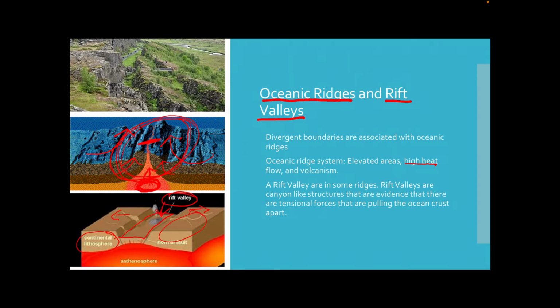We can see an example of a rift valley from the Iceland rift, which is up here. So right here would be the continental lithosphere and the edge of it right here. All right here is going to be that rift valley that we are talking about.